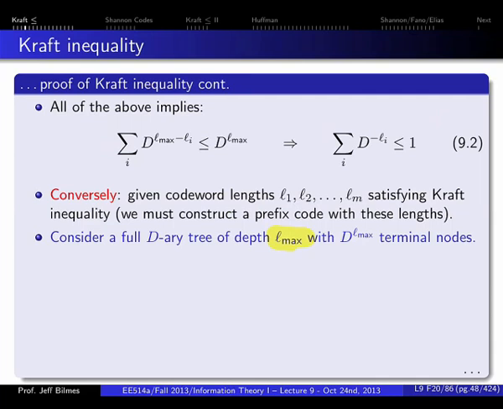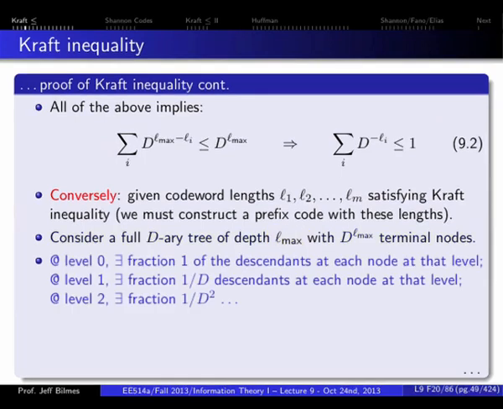And we know that if we consider this tree, where at every node in the tree we branch, we have D branches. So it's the D-ary tree. At the first level, we've got D branches. At the second level, we've got D squared. At the third level, we've got D cubed. All the way down, and if we expand this tree and make it balanced, at the very bottom of the tree we've got D to the L max terminal nodes.